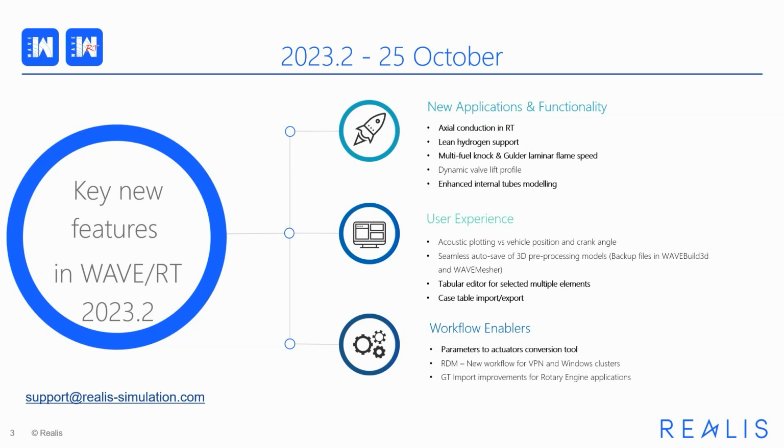The users of Realis queuing service, a simple yet powerful cluster management tool, will benefit from new options enabling faster operations on slow networks. Finally, this release features numerous improvements in the GT importer tool with a specific focus on rotary engine applications, helping our customers convert their legacy models more easily and enjoy the benefit of the Wave modeling environment. Let us dive a bit deeper into a selection of these features highlighted in bold. We will also cover briefly other enhancements in this release at the end.